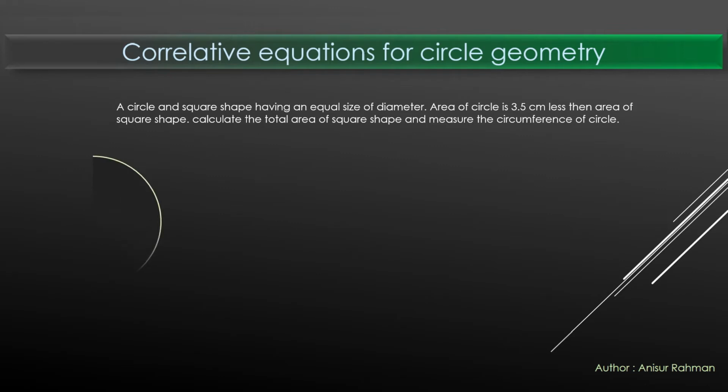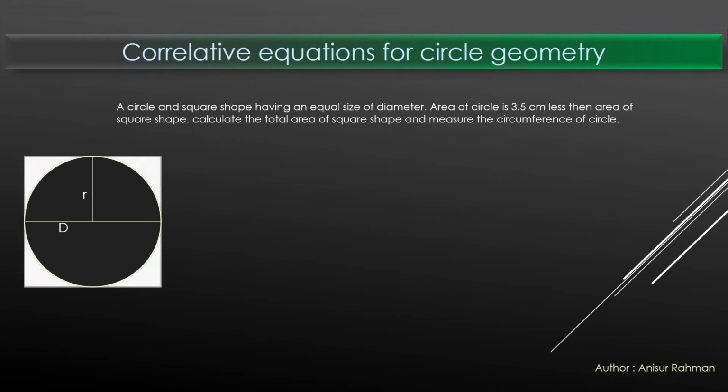Let's draw a circle first. We know diameter is a chord passing through the center of the circle, and half of the diameter is known as radius. Now, let's draw a square shape over the circle, which has a length of base or height equal to the diameter of the circle. We can see here the area of the circle is just less than the area of the square shape.